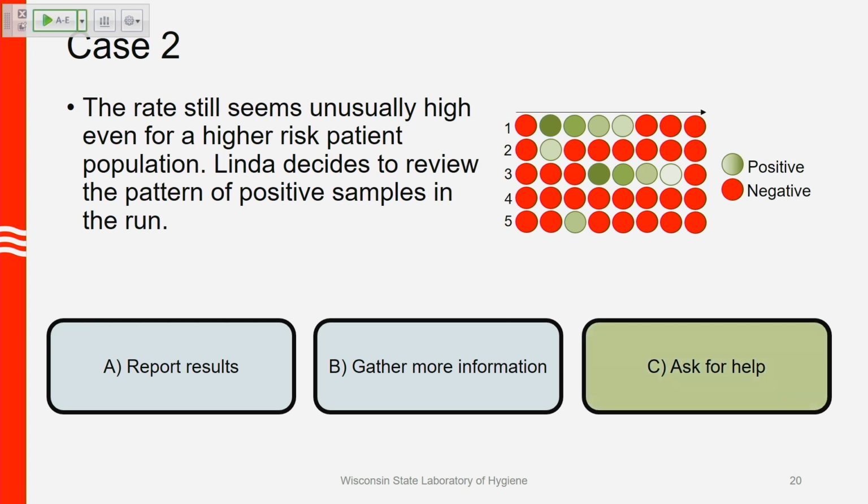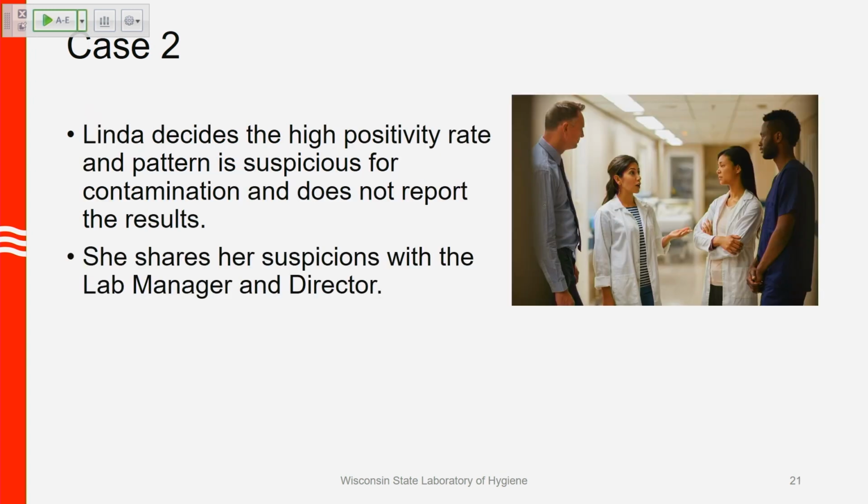Linda decides at this point to ask for help. She decides the high positivity rate, 20%, and the pattern in the run is suspicious for contamination. She's seen this kind of contamination before, she's got that experience behind her, and she does decide to not report the results at this point. She shares her suspicions with the lab manager and director.